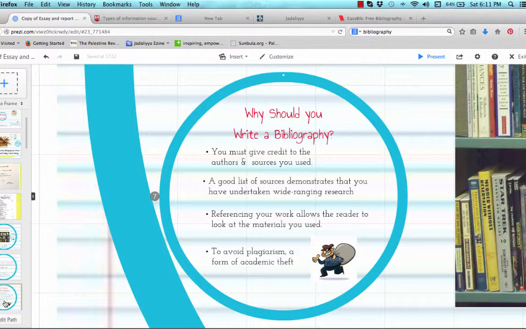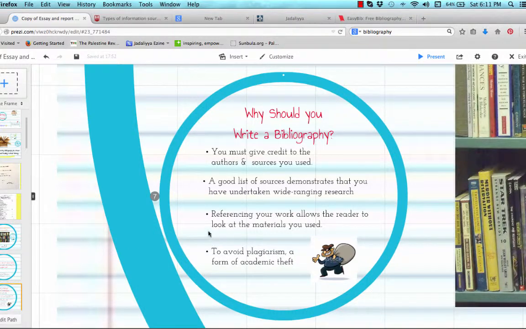So again, why should you write a bibliography? You must give credit to the authors and sources you use. A good list of sources demonstrates that you have undertaken wide-ranging research. So simply when I ask you, research this topic, you don't only go to Wikipedia and just give me everything you have there. No. It shows me that you've actually been to several locations, maybe the library, maybe you looked at different books, maybe you read the newspaper regarding the source.